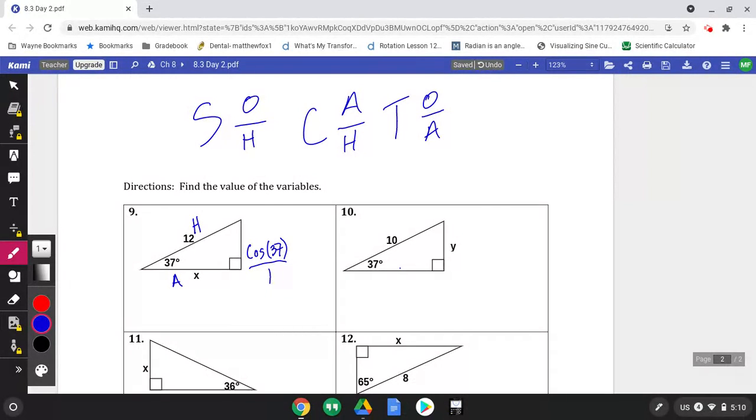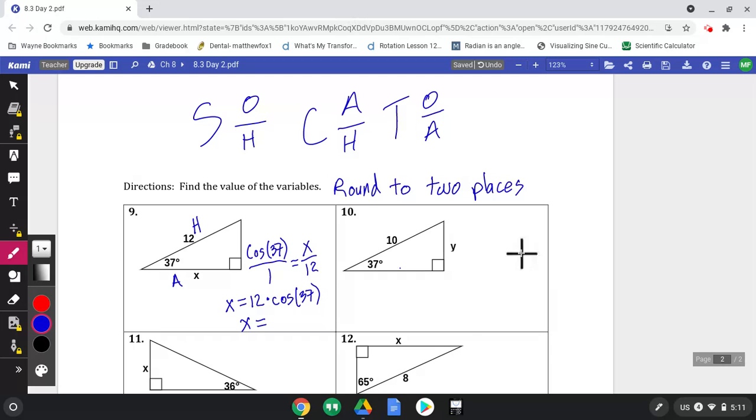and I'll put that over 1. We're going to set that equal to A over H. So x over 12, because our H is 12. We cross multiply. 1 times x is x. X will equal 12 times the cosine of 37. Now, we want to write what x equals. Also, I forgot to say how far to round, so let's go ahead and round to 2 places. So 2 decimals.